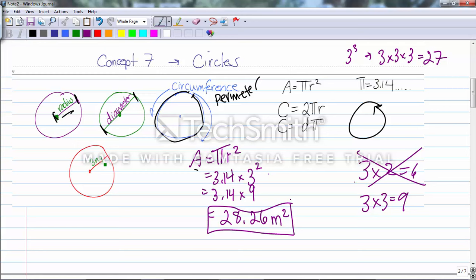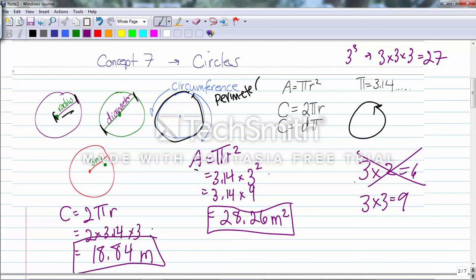Now let's say I wanted to find the circumference of the same circle, given the radius, so I'm going to do 2 times pi times r. And I can plug those three numbers right into my calculator. So I have 2 times 3.14 times 3. I can do it right, yeah. 18.84. Again, I gotta make sure those units are there. And we're talking a distance, so meters are good.